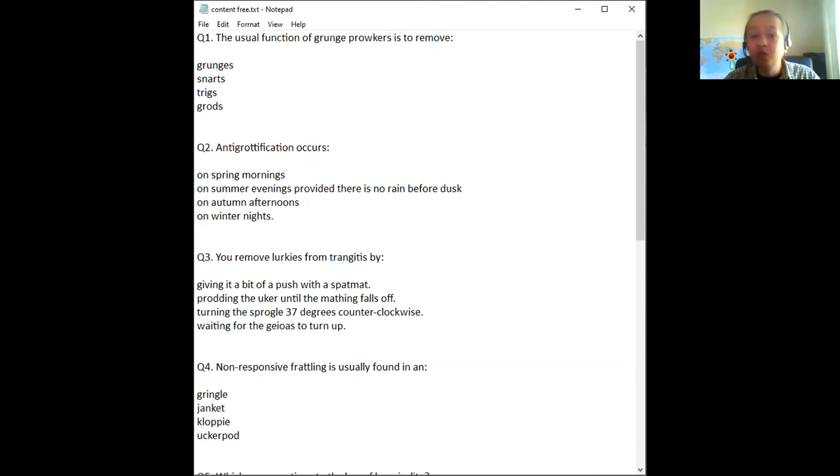Q3: you remove lurkies from trangitis by giving a bit of a push with a spat mat, prodding the ucker until the mathing falls off. Now the mathing, my mathing always falls off. Turning the sproggle 37 degrees counterclockwise, or waiting for the GOS to turn up.